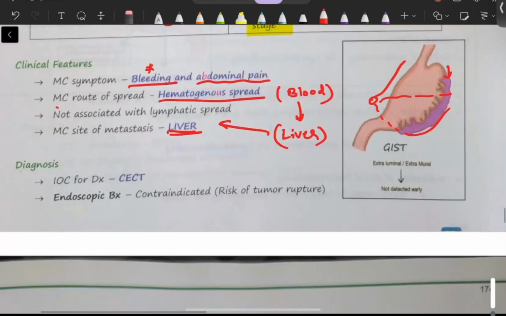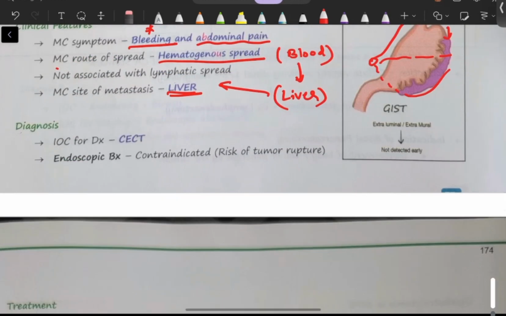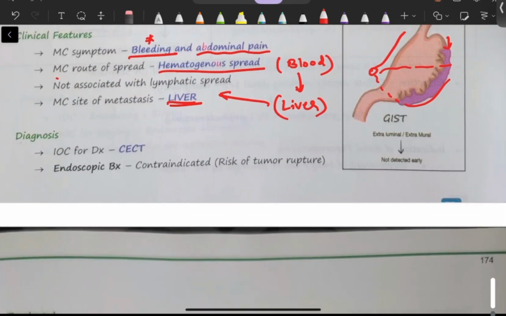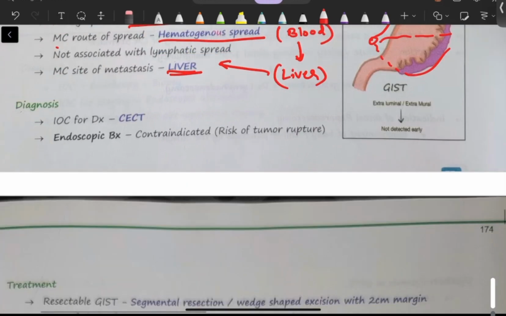Whereas CA stomach, we had seen, spreads to most of the lymph nodes, like the axillary lymph node, the left supraclavicular lymph node, and below to the retroperitoneal lymph nodes. So most commonly adenocarcinoma spreads through the lymphatic route, whereas GIST is not associated with lymphatic spread.